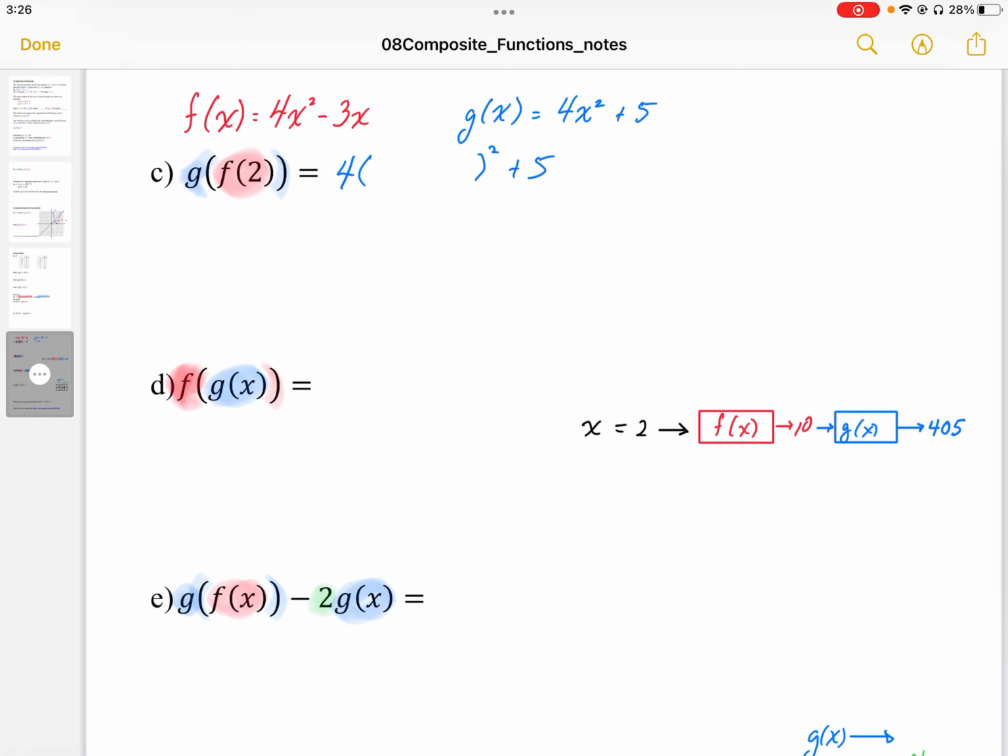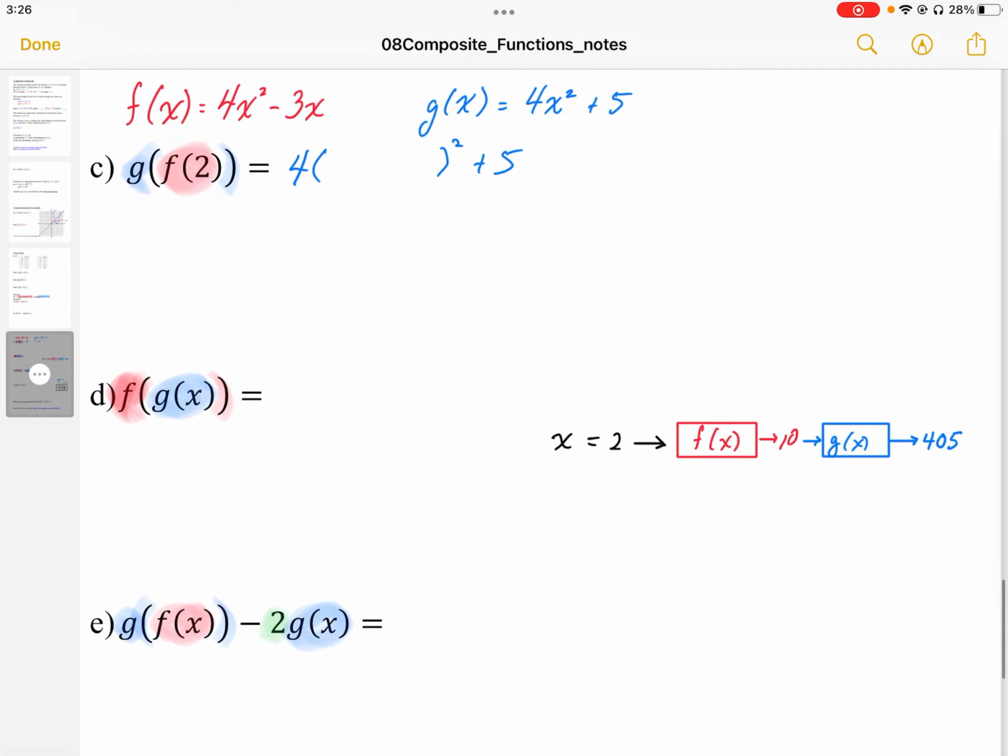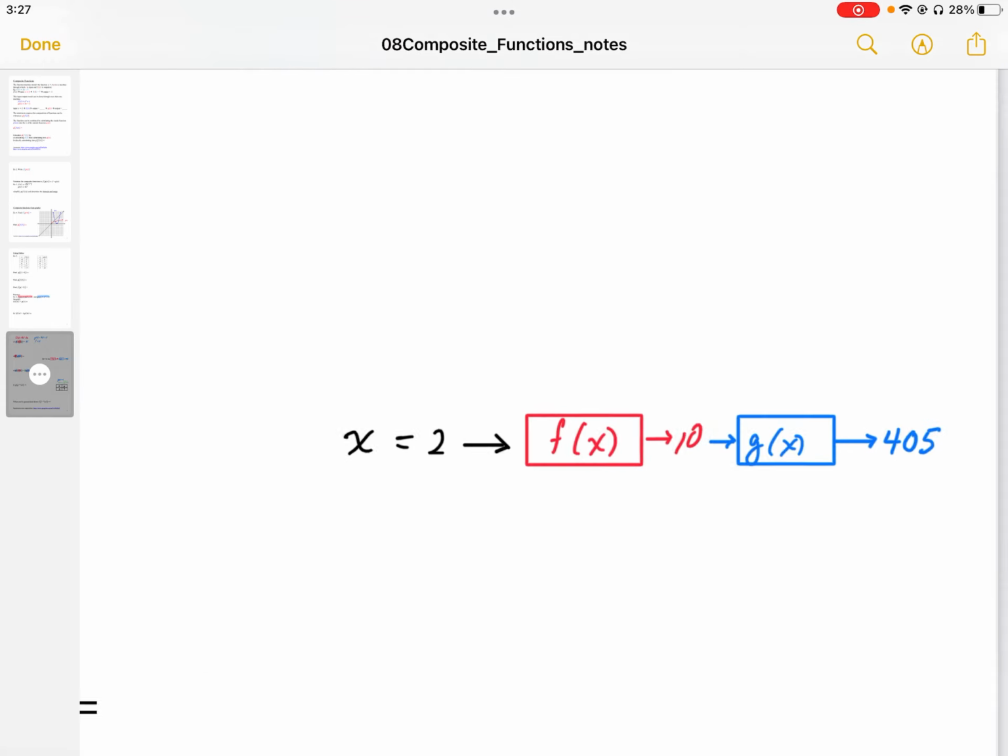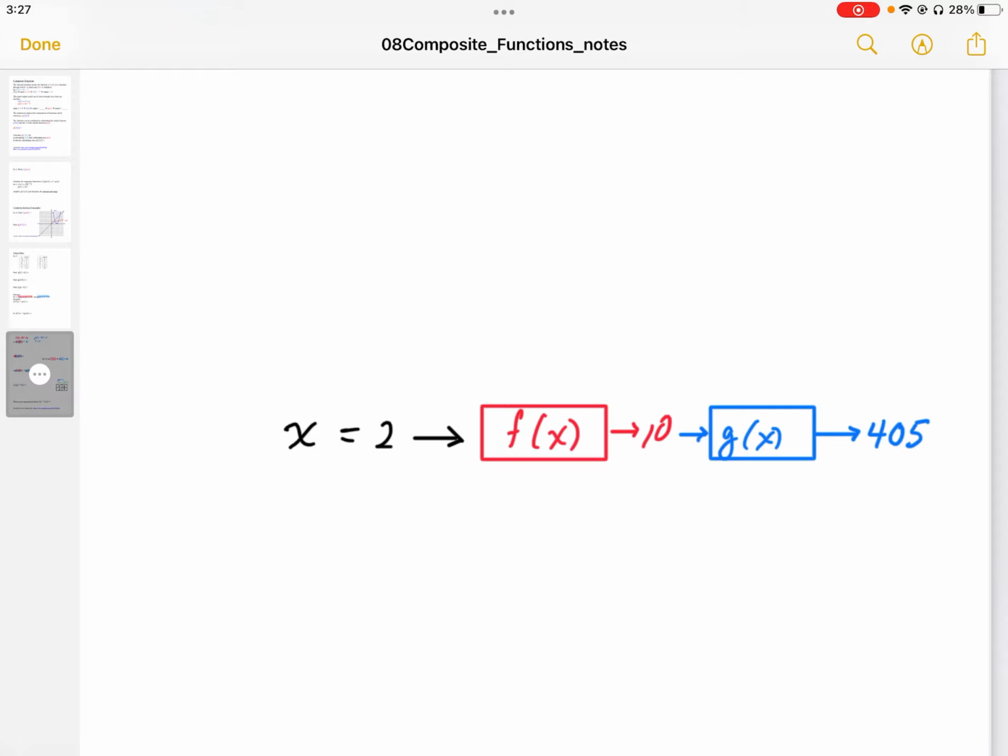One way we can do this is to use our function flowchart, and our function flowchart is inside out. So we start with x equals 2, and we put it through the f of x function. When I plug 2 into the red function, I end up with 4 times 2 squared, that gives me 16, minus 3 times 2 is 6. So if I put the x through the f, I end up with an output of 10.